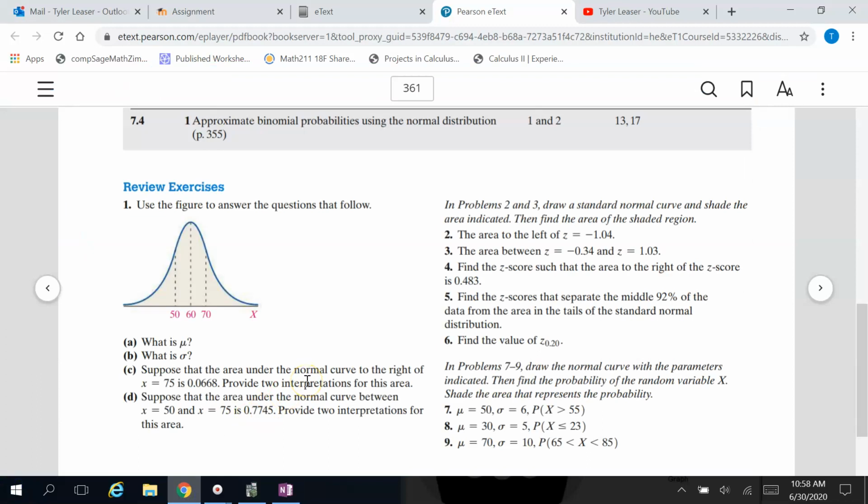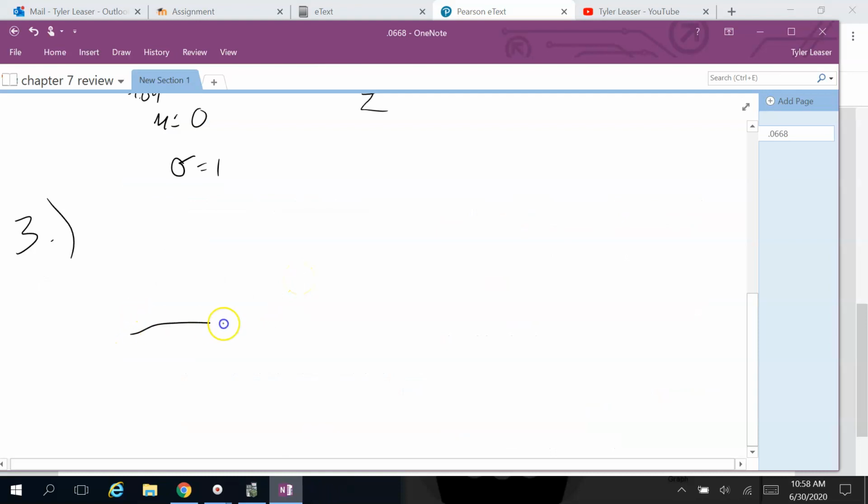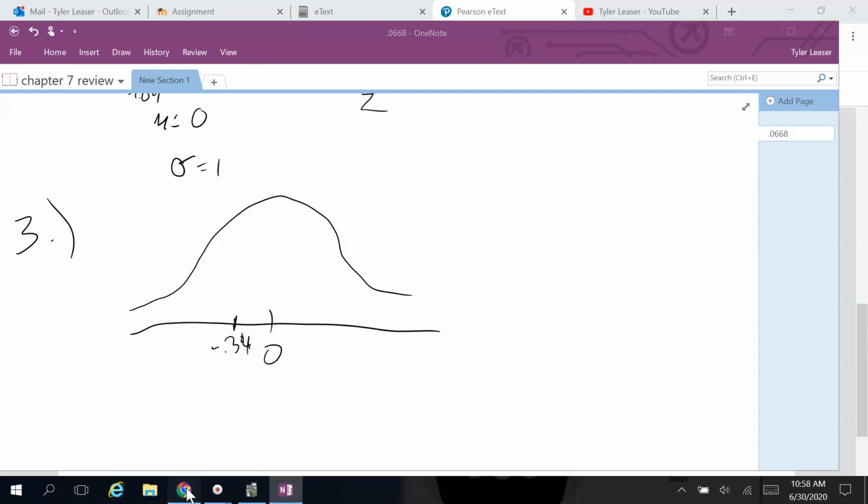All right, so question 3. Still in the standard normal curve, which means the z-score thing, the area between negative 0.34 and 1.03. We'll draw our normal curve. Remember, 0 is in the middle for these standard things. Negative 0.34 is going to be very close to 0, just slightly to the left of it. 1.03 is going to be just to the right of the first standard deviation.